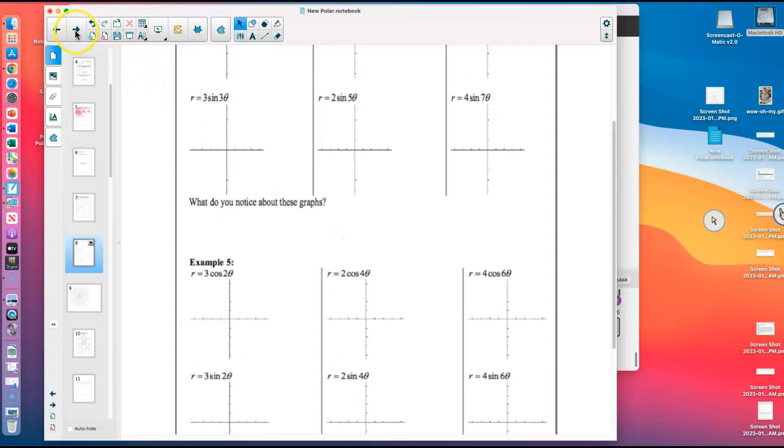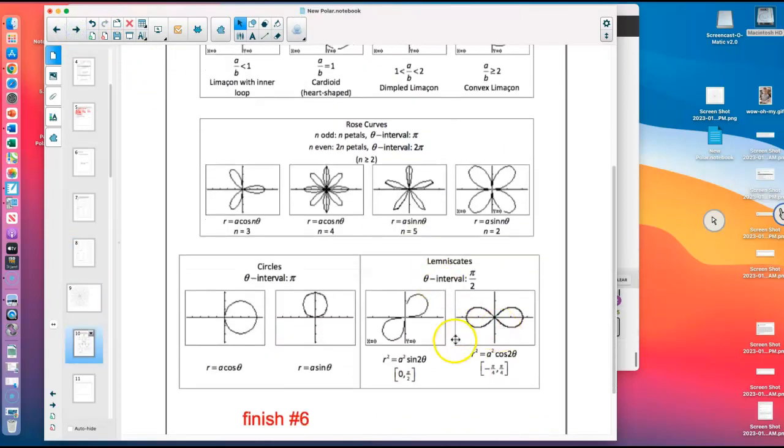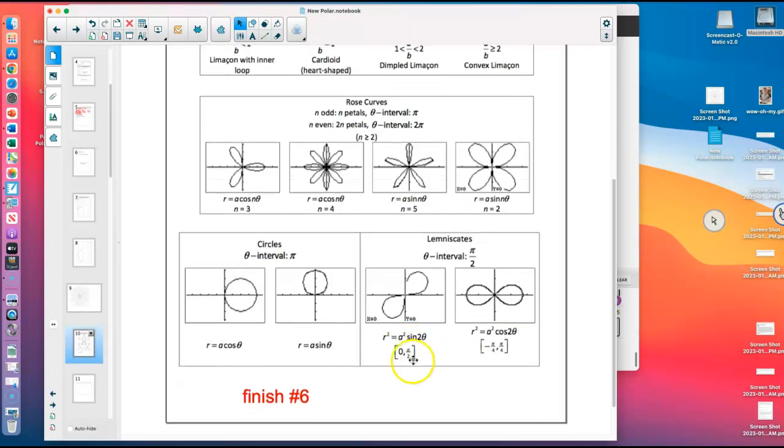So here they all are on this page right here. We didn't do what's called the lemniscate. The lemniscates are actually rose curves with imaginary petals. So your calculator will, for example, do you see how this says r squared equals a squared sine 2 theta? To solve it for r, what would you have to do? Take a root.